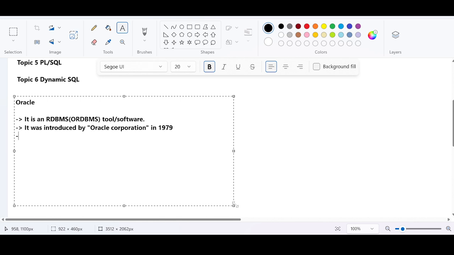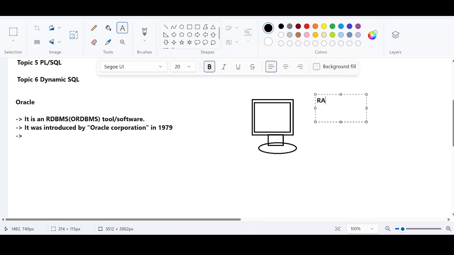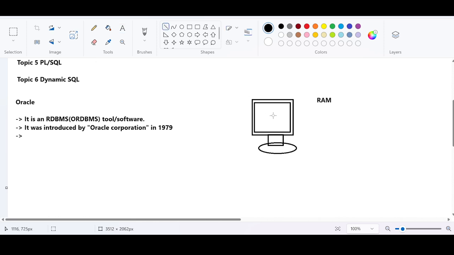Third one is, basically this Oracle is used to store data. What data? If I ask you, it is storing data, but what kind of data is it storing? It is going to store the data that is going to be permanent. See guys, in any computer system, there are two major storage areas. One is the RAM, random access memory. This is the temporary storage area.